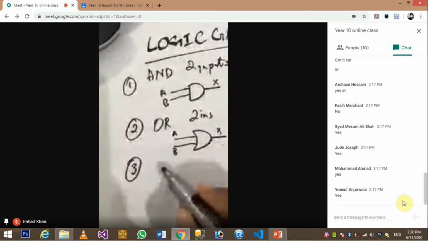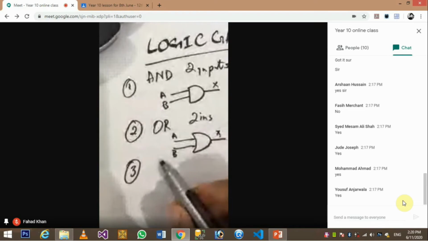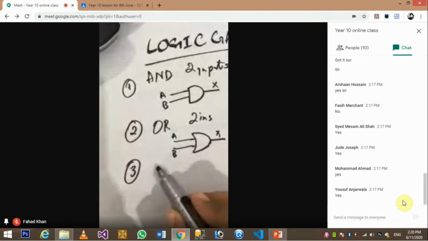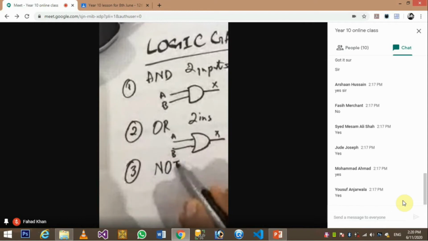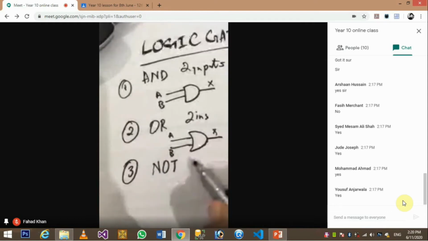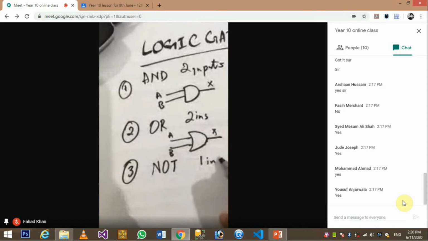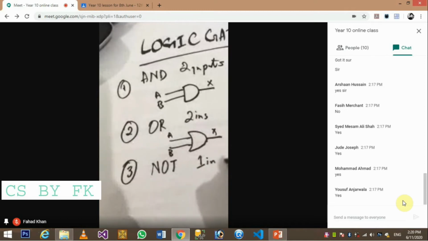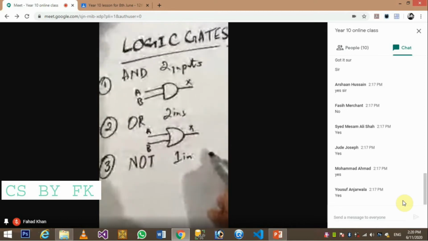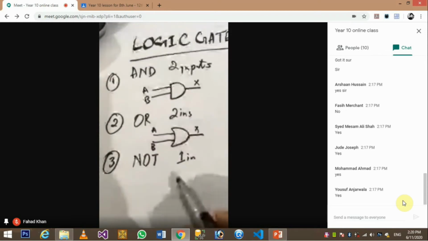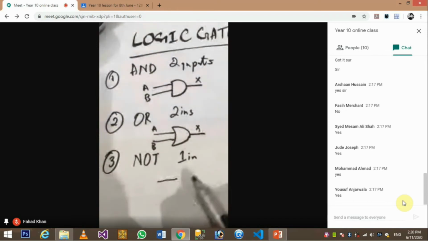Now moving on to the third one, I can go for the NOT gate. The NOT gate has one input and also one output like the other gates. And what is the representation of it? It has one.